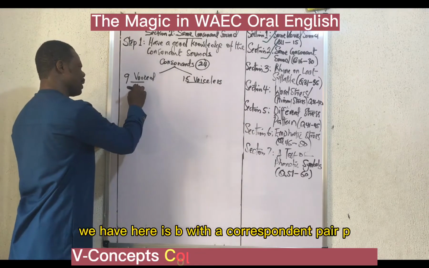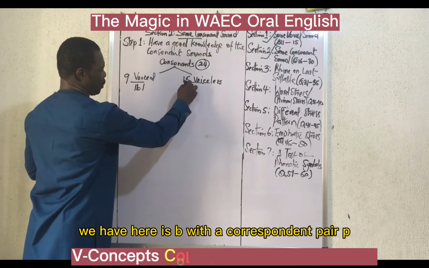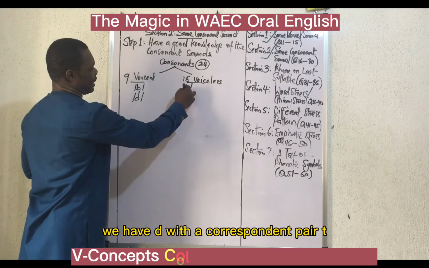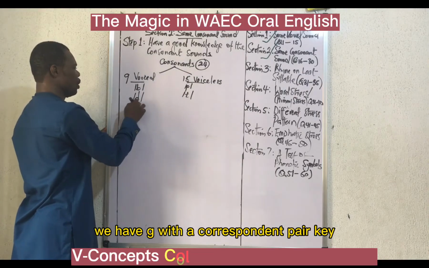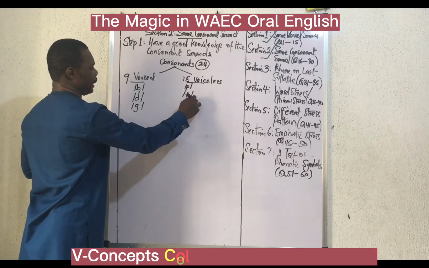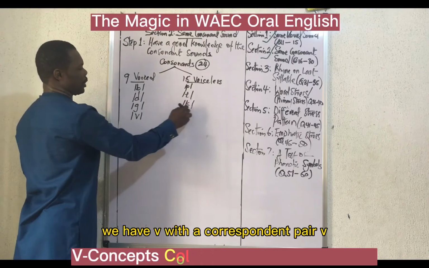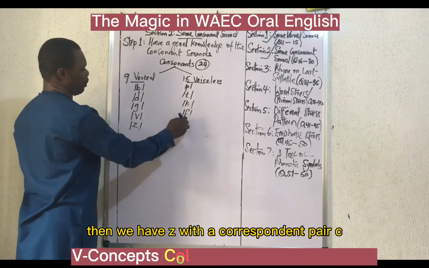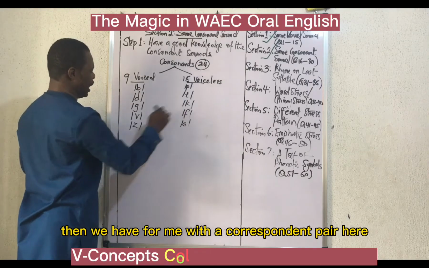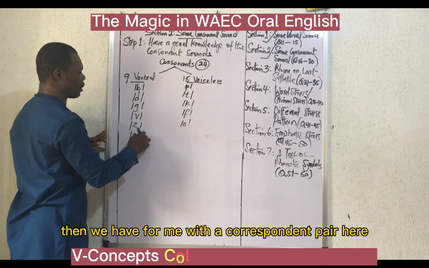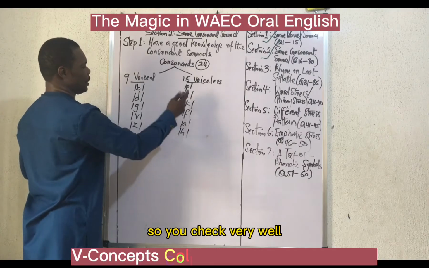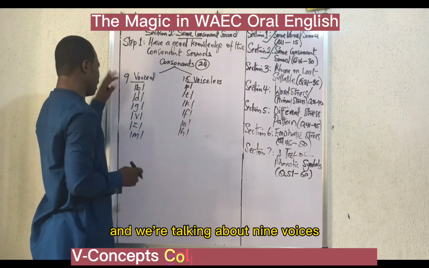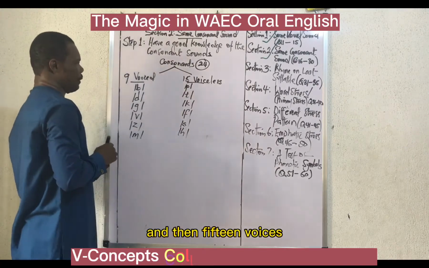The first sound we have here is B with a corresponding pair P. We have D with a corresponding pair T. We have G with a corresponding pair K. We have V with a corresponding pair F. Then we have Z with a corresponding pair S. Then we have M with a corresponding pair H. So you should check very well, these are just 6 pairs. 1, 2, 3, 4, 5, 6. And we're talking about 9 voiced and then 15 voiceless.